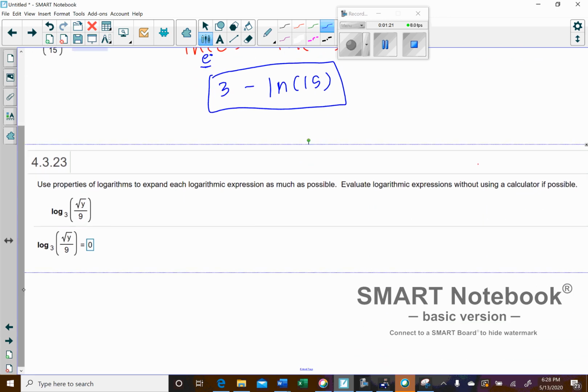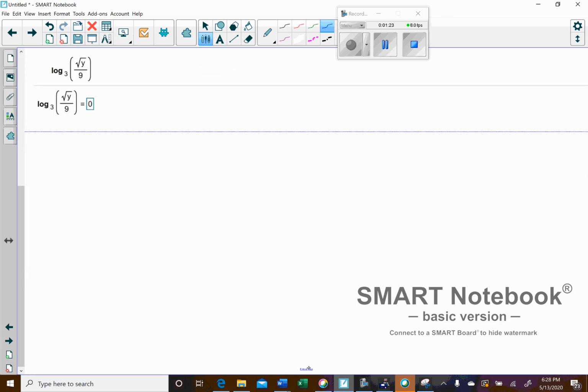Okay, this other question, same deal. So we're trying to expand this. So once again, it's going to be the quotient rule. So this time we have log base 3. We don't have natural log. We have log base 3 of the square root of y minus log base 3 of 9.